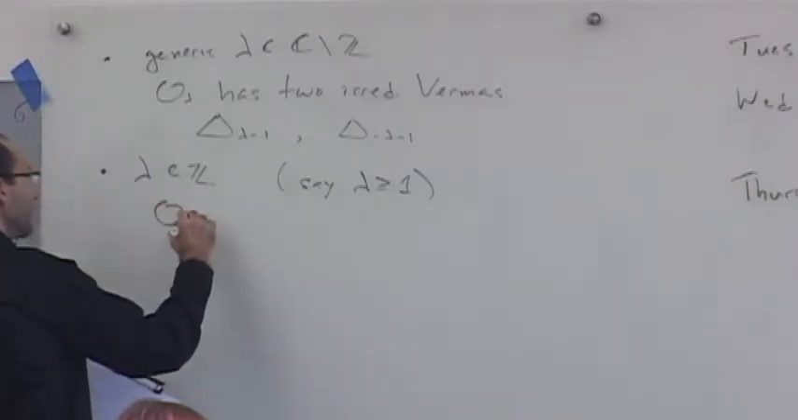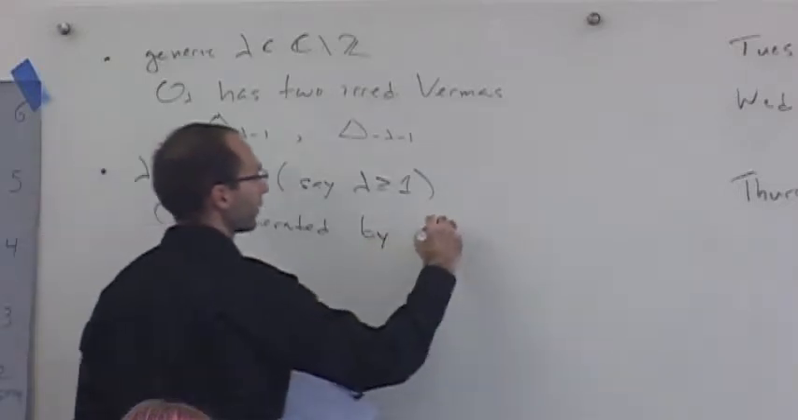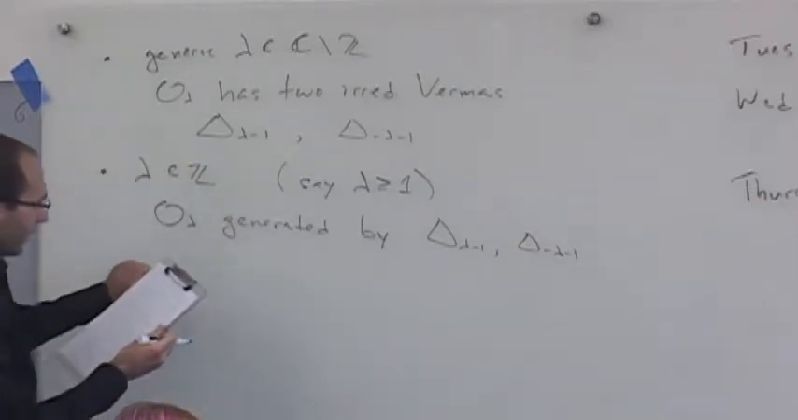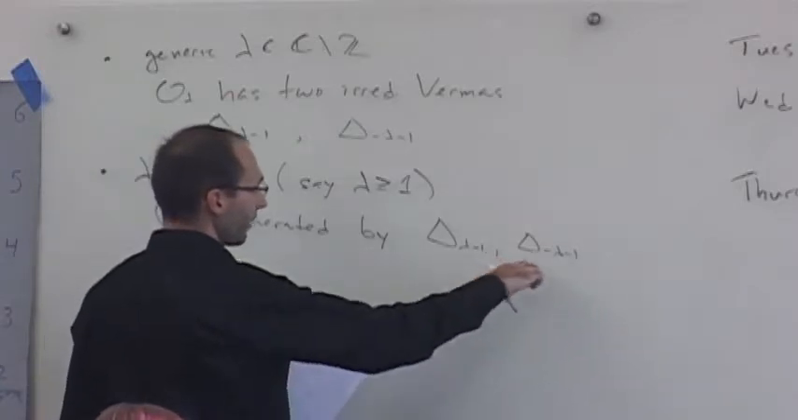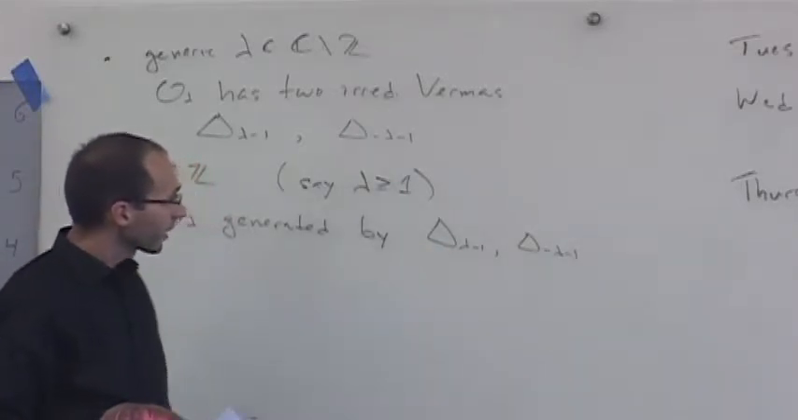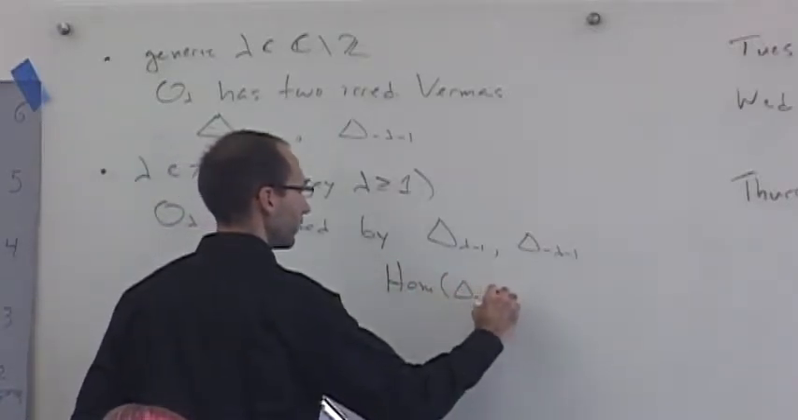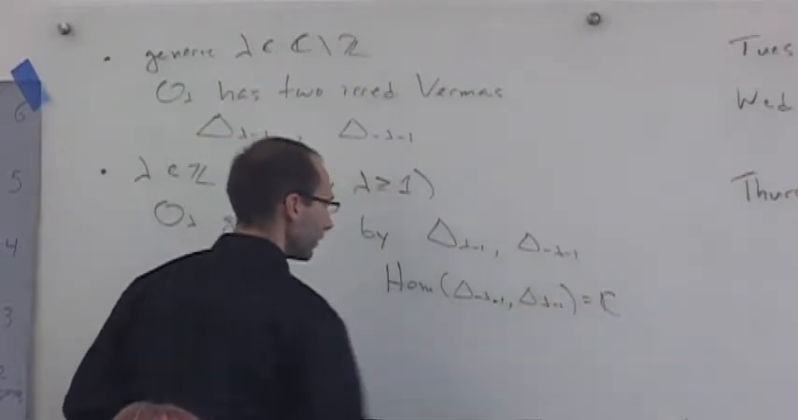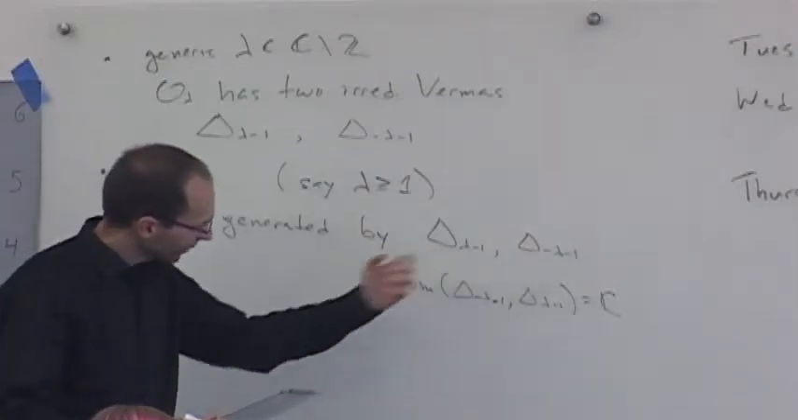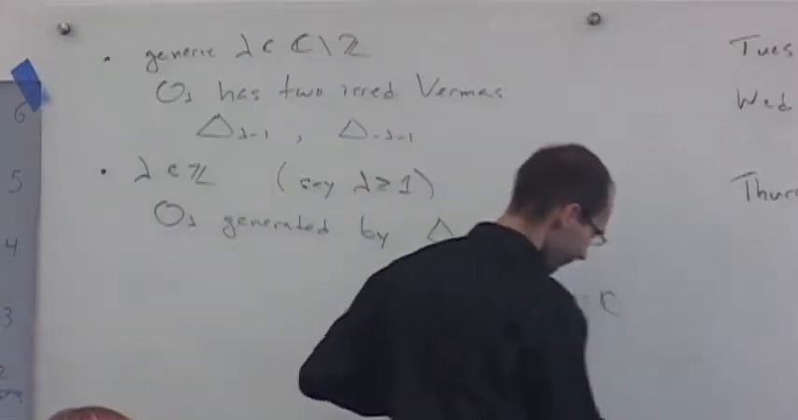So it's again generated by the Verma modules. But now there's a non-trivial Hom. So the Verma of weight minus lambda minus 1 is a submodule of the Verma of weight lambda minus 1. In particular, there's a Hom. And so one can create other representations. And I will describe them pictorially.